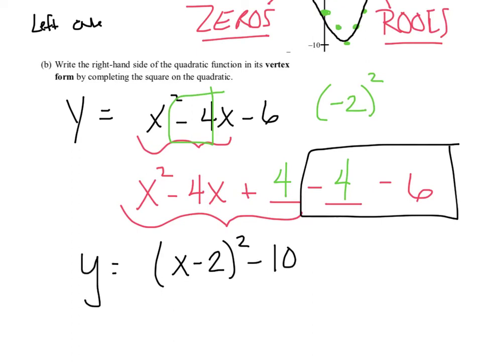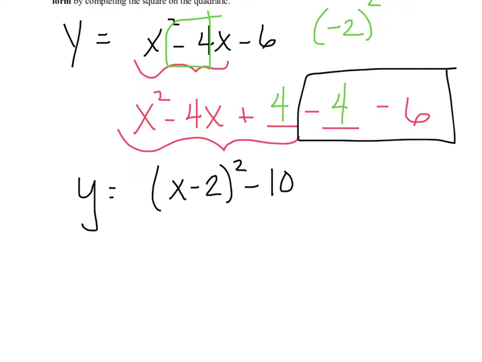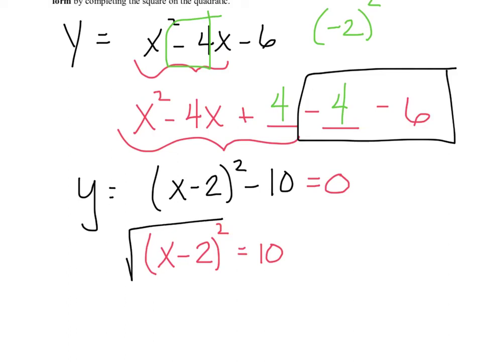Okay? Now, I want to go one step further and actually solve this equation. So, let's set this equation equal to 0. So I'm going to say x minus 2 squared equals 10 when I add that over. I'm going to get rid of the squared by taking the square root. Don't forget your plus or minus. So I get x minus 2 equals plus or minus radical 10.